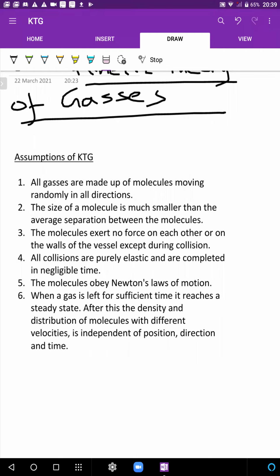Someone is asking which collision is happening in part 3? So what is part 3? Molecules exert no force on each other or on the walls of the vessel except during collision. So it is during collision between themselves or collision with the walls of the vessel, during those collisions, of course they are exerting force. A molecule exerts force on the wall while colliding with it. Molecules exert force on each other while they are colliding. That is what point 3 is saying. When they collide with each other and when they collide with the wall, they exert forces on each other.